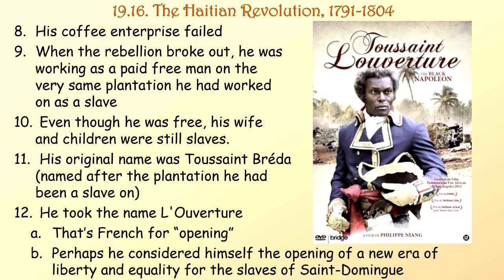His coffee enterprise failed, and when the rebellion broke out, he was working as a paid freeman on the very same plantation he had worked on as a slave. Even though he was free, his wife and children were still slaves. His original name was Toussaint Breda, named after the plantation that he had been a slave on. And he took the name L'Ouverture, and that's French for opening. Perhaps he considered himself the opening of a new era of liberty and equality for the slaves of Saint-Domingue.